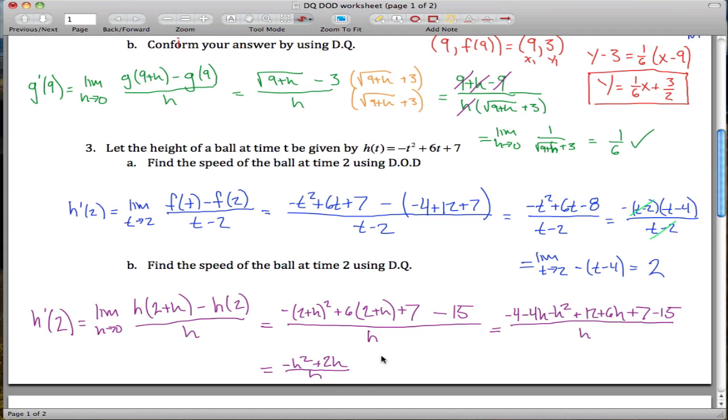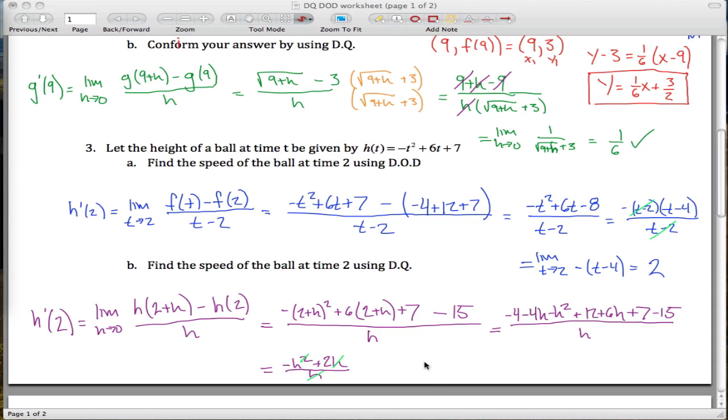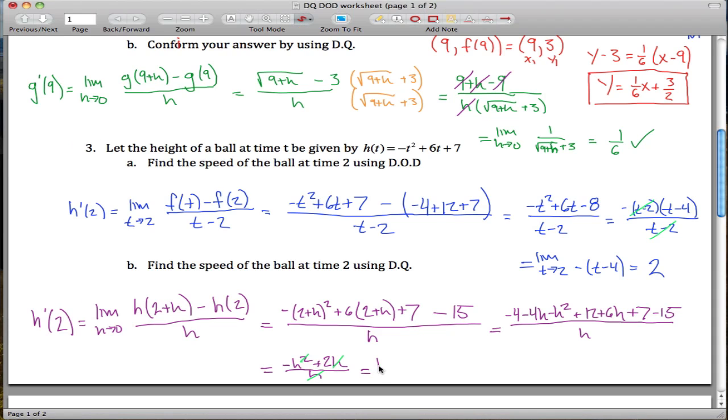So I get to here. This simplifies to this, which is good, because now I can factor out an h from the top and cancel it with the h in the bottom. And what I'm left with is the limit as h approaches 0 of negative h plus 2, which is just equal to the number 2. Same thing we got here, which is good.